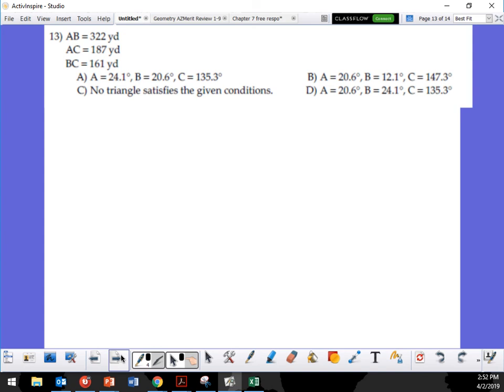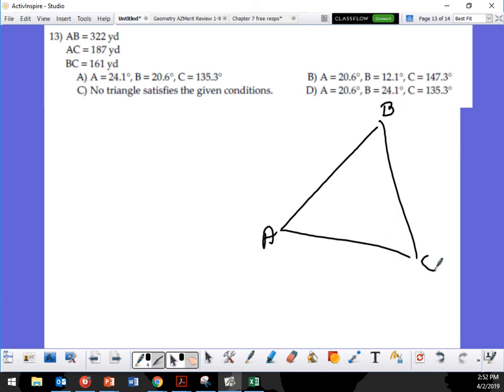You have to find a big angle. You want to find which one? Angle. The largest, right? So I'm going to go through and draw it. A, B, C. So AB is 322, AC is 187, BC is 161. So I'm going to solve for big C. You always solve for the largest one here, right?